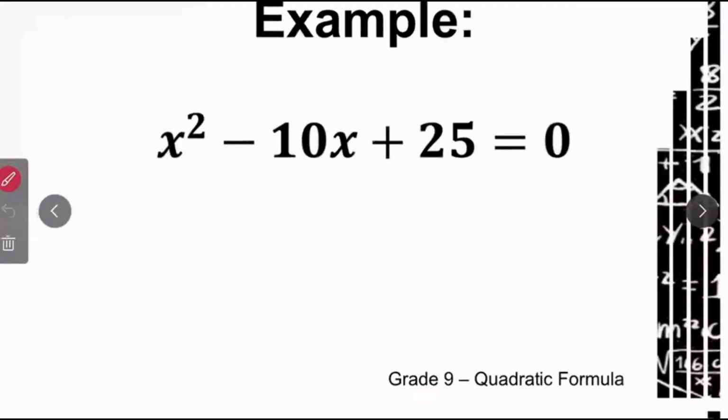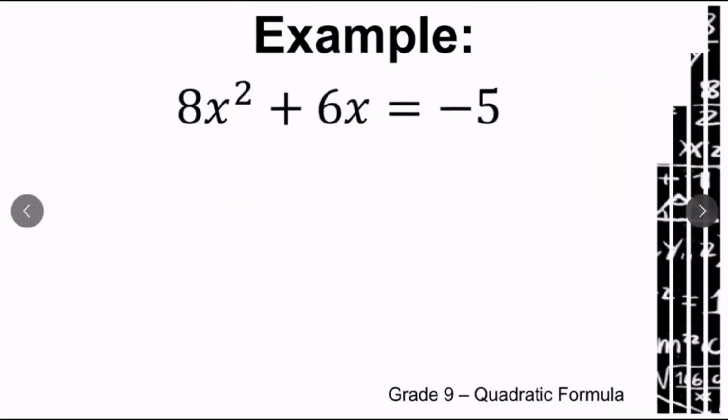Sige, let us have our third example. We have 8x squared plus 6x minus 5. Do you think what is the discriminant? Once again, you can pause the video and try it on your own. And afterwards, if you are done, just play it again and check if your answer is correct.